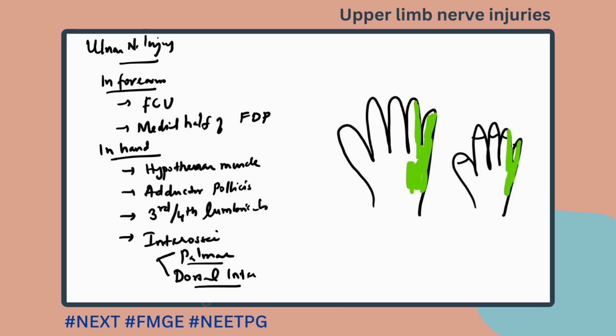Now what joint is this? Metacarpophalangeal joint, and these are interphalangeal joints. So when lumbricals work, you will have flexion at the metacarpophalangeal joint and you will have extension at the interphalangeal joint. If the lumbricals are not working, opposite happens. Metacarpophalangeal joint goes in for extension, interphalangeal joint goes in for flexion. This is claw hand. It's like a bird's feet.